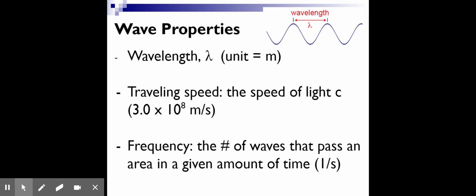It's super fast. Frequency is the number of waves that pass an area in a given amount of time. When it has a lower wavelength, it's traveling with higher frequency because more waves pass the area. I mean, at the same speed, but more waves will be in the same area.